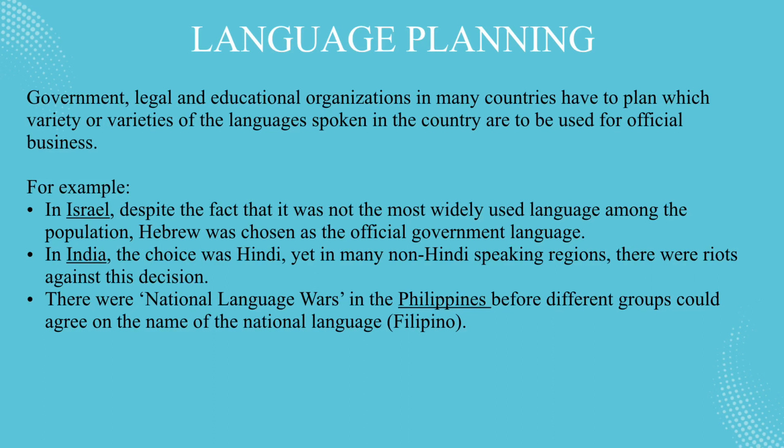The next we talk about is language planning. Government, legal, and educational organizations in many countries have to plan which variety or varieties of the languages spoken in the country are to be used for official business. For example, in Israel, despite the fact that it was not the most widely used language among the population, Hebrew was chosen as the official government language.